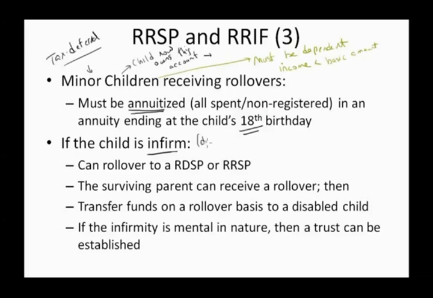Infirm is really, from the perspective of the Income Tax Act, another word for disabled. Now we can roll it over to the child's registered disability savings plan. However, we still have to respect the $200,000 lifetime maximum for RDSP contributions, and this will attract no grant or bond money.